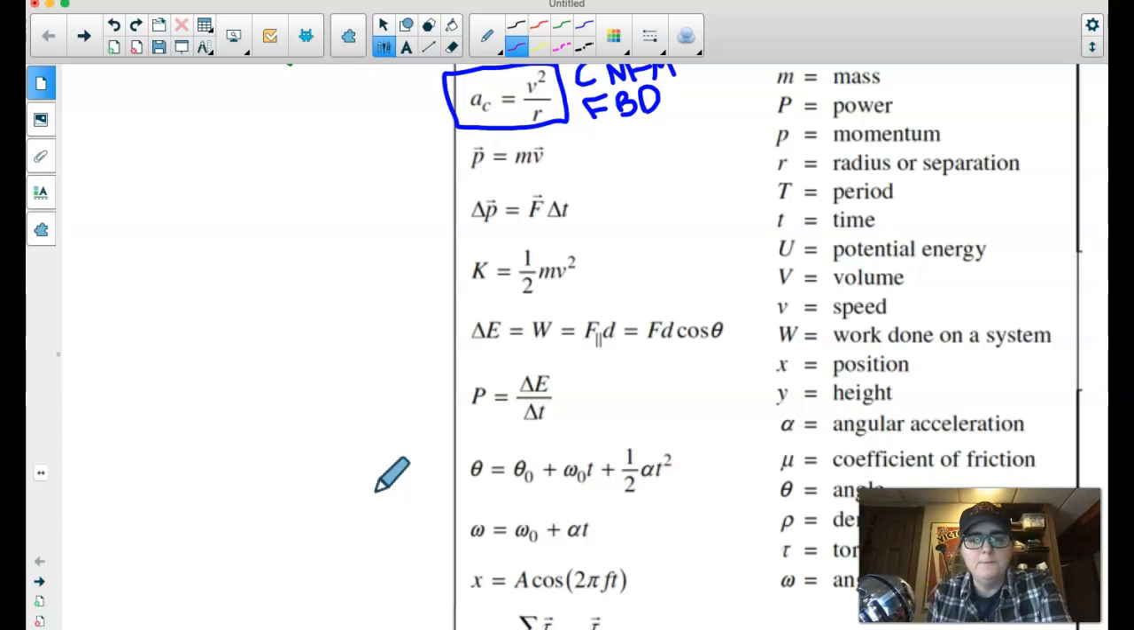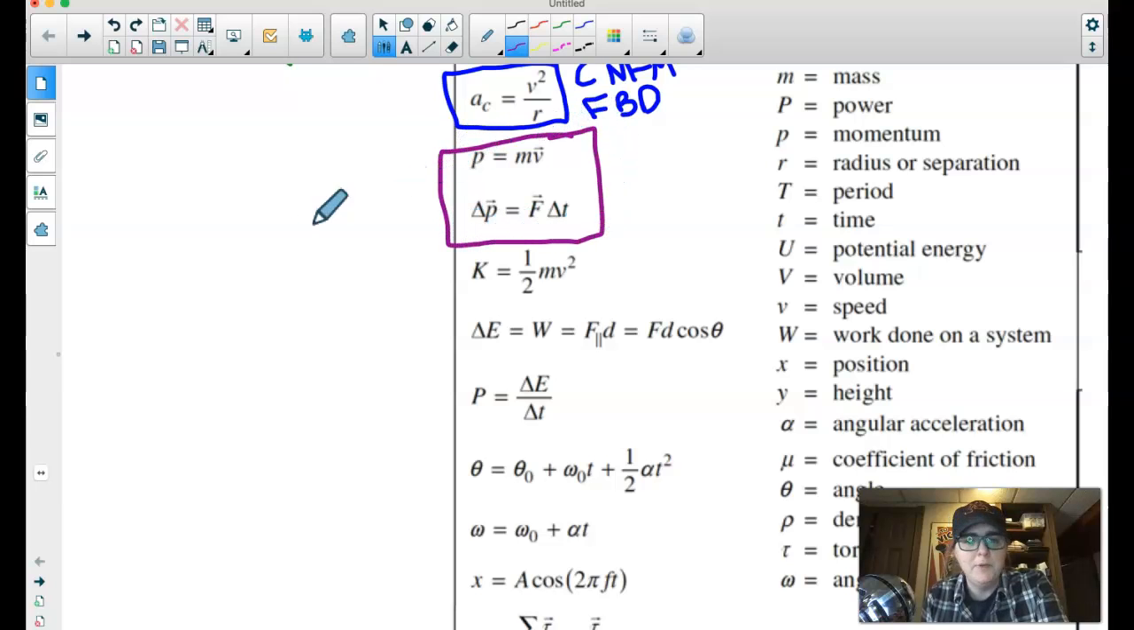These next two, P equals M times V, and delta P equals FT, are both part of the momentum transfer model. There's two major diagrams we made a lot of use of.